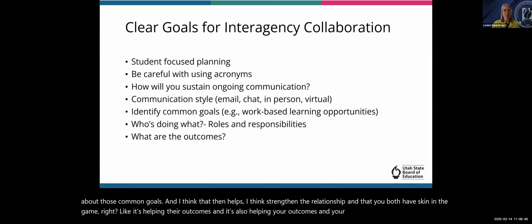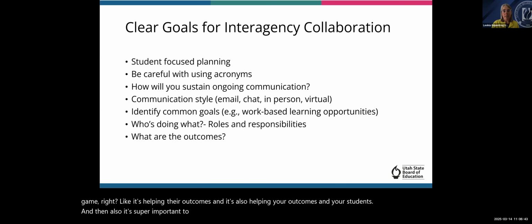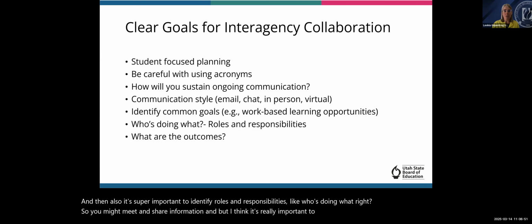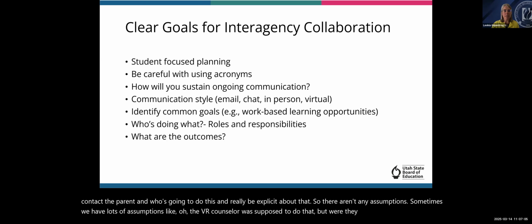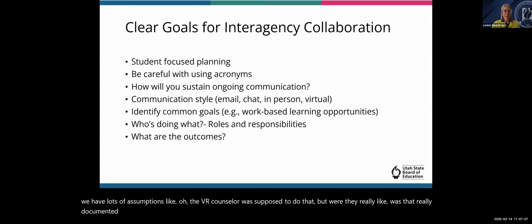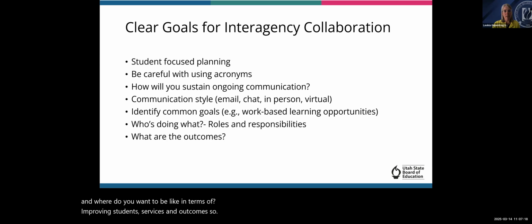And then also it's super important to identify roles and responsibilities, like who's doing what, right? So you might meet and share information, but I think it's really important to then outline next steps, like who's going to contact the parent and who's going to do this, and really be explicit about that, so there aren't any assumptions. Sometimes we have lots of assumptions like, oh, the VR counselor was supposed to do that, but were they really? Was that really documented? So just being mindful of that. And then, what are those outcomes? So where are you now, and where do you want to be in terms of improving students' services and outcomes? So being really transparent about that.